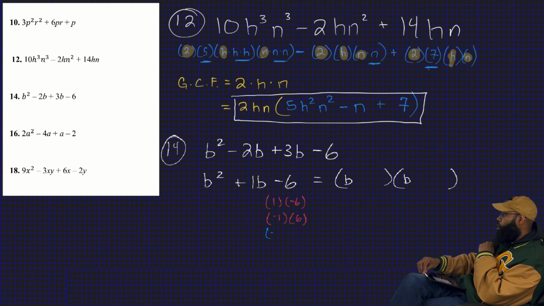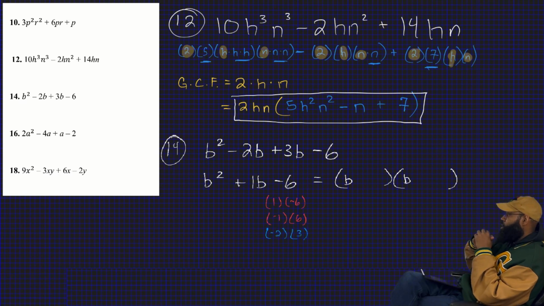So I'm figuring out all the different ways, I guess, that I can get -6. I can get -3 times 3. -2 times 3. Sorry about that. Or I can do +2 times -3.